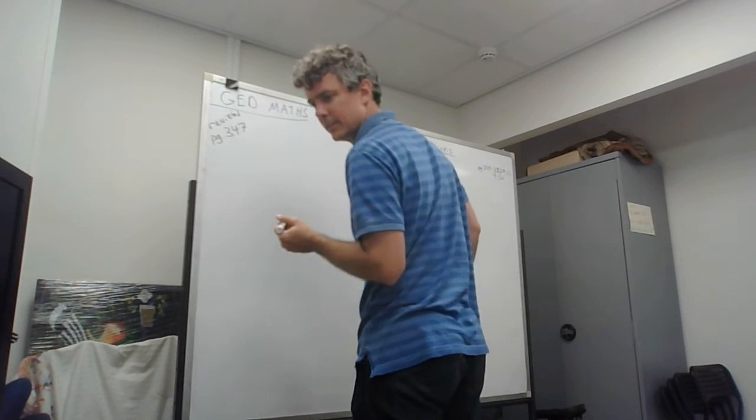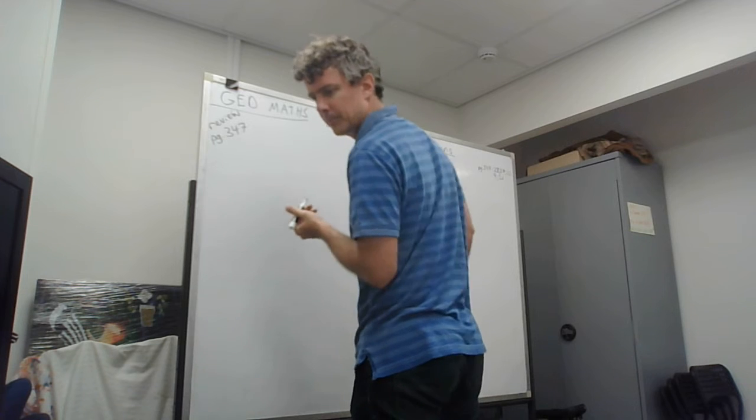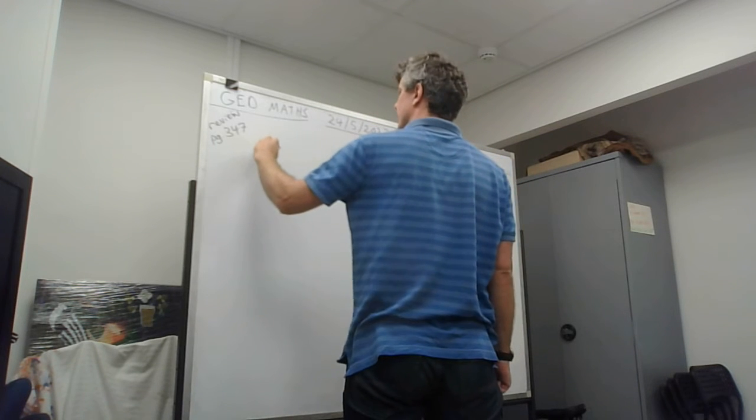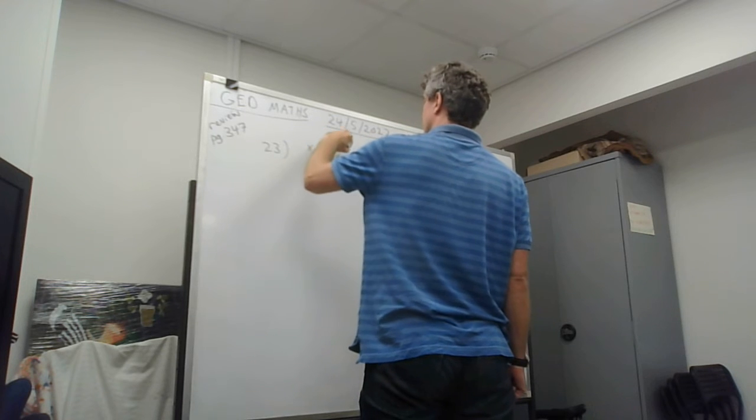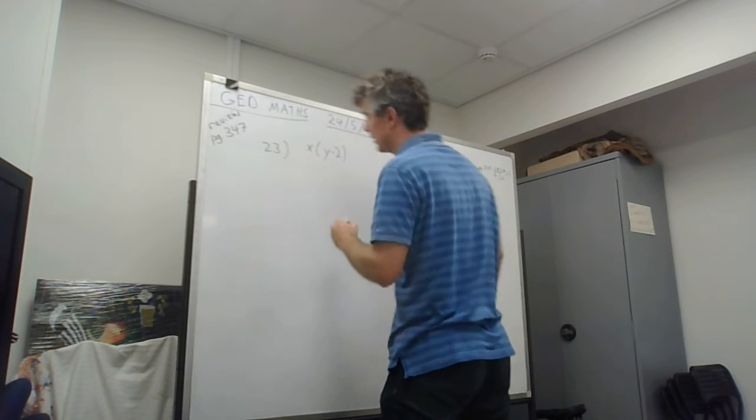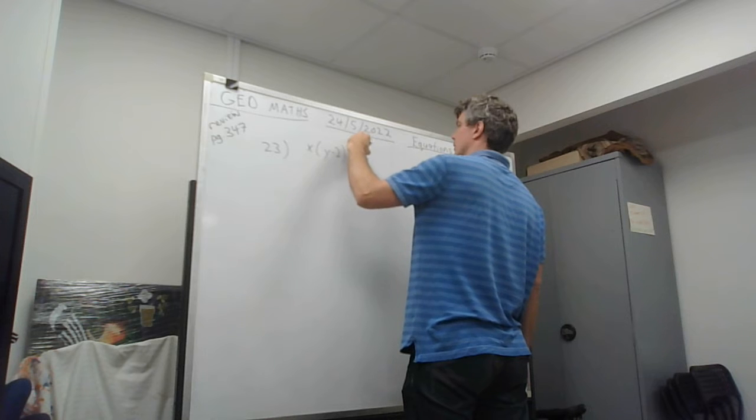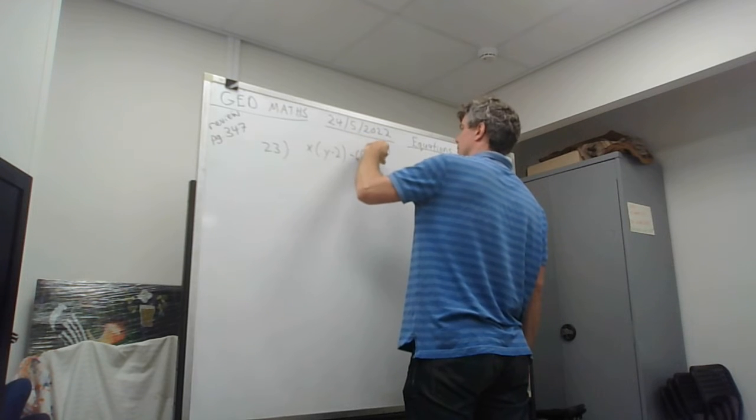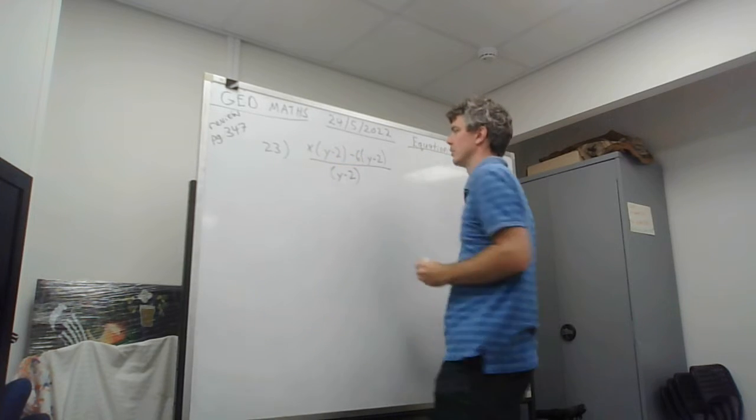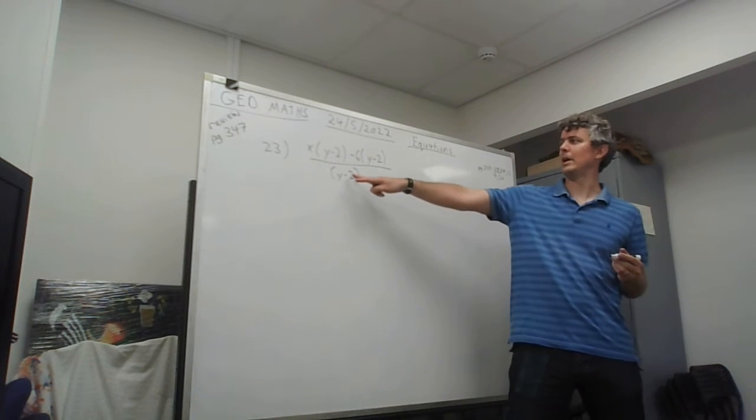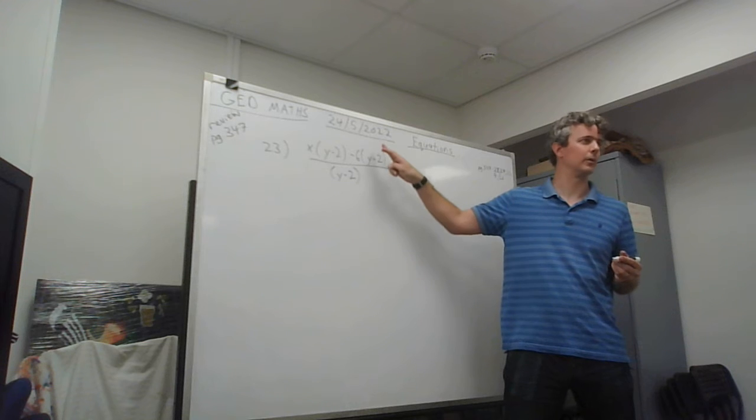Actually, no, it's not too bad. So 23: x times y minus 2, minus 6 times y minus 2, and the whole thing is over y minus 2. So you really can see here, they made it kind of easy for you. Y minus 2 everywhere.